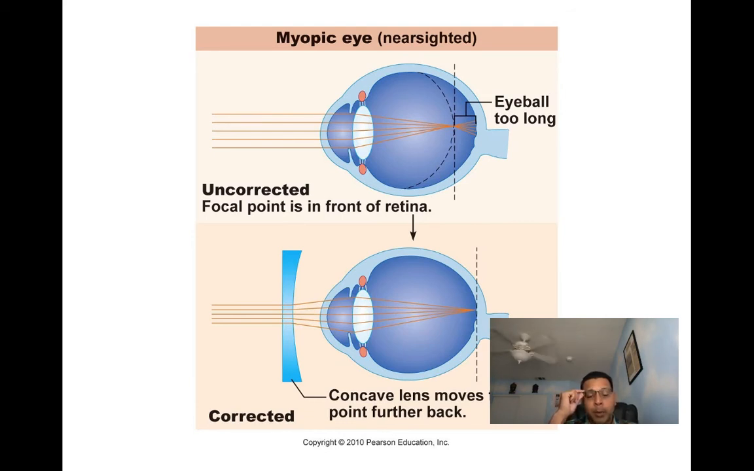This is basically what I have. We get corrective lenses. Then the corrective lenses are going to help to restore that focal point back onto the retina.